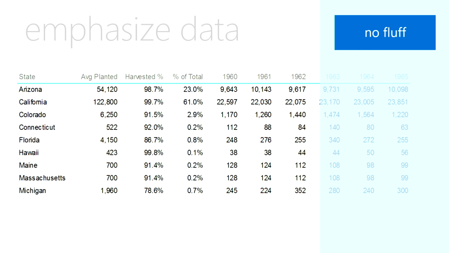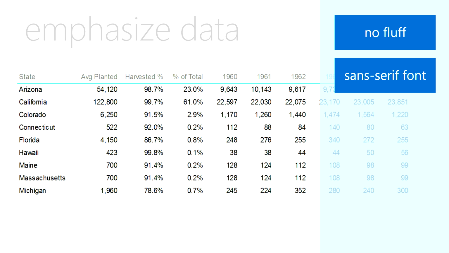Some tips to keep in mind here would be: cut all the fluff, cut all the extraneous borders that you don't really need. Use a readable font, like a sans serif font. Don't use a serif font like Times New Roman. Also, legend says that if you use Comic Sans in your report, then somewhere a kitten dies, so don't do that.